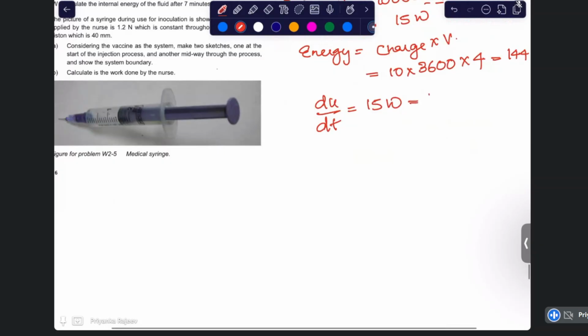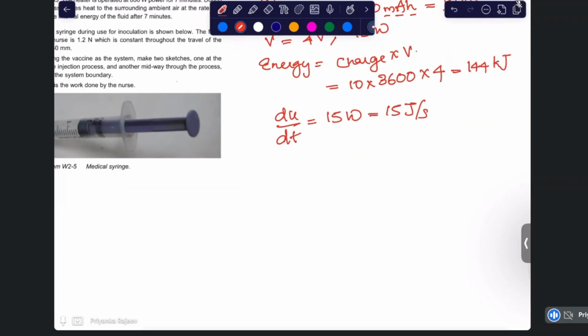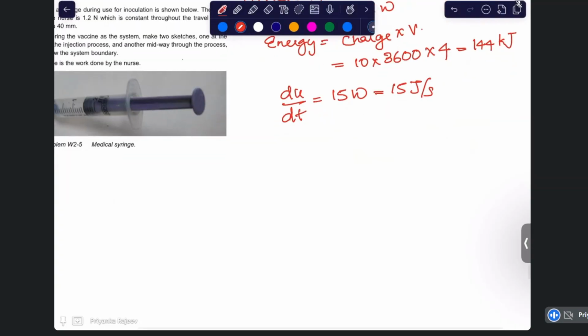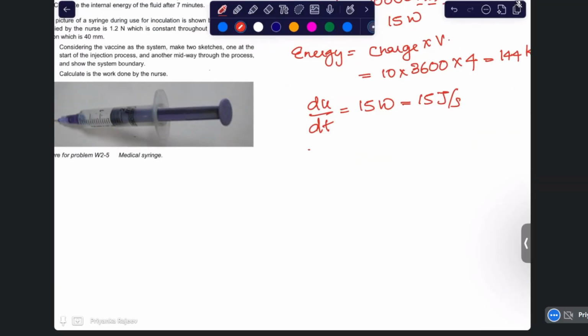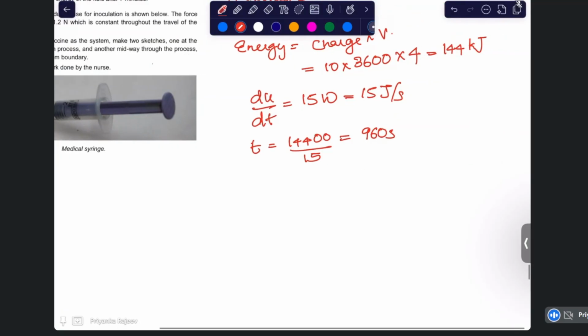15 watt is equal to 15 joule per second. Now, the time for the battery to reach 10% of its capacity. So for the battery bank, t is equal to 14400 divided by 15, which is equal to 960 seconds, because it's joules per second. So 960 seconds divided by 60 gives you 16 minutes.